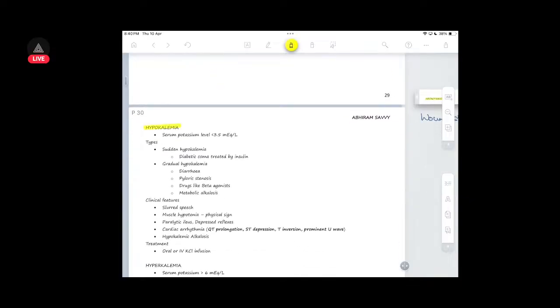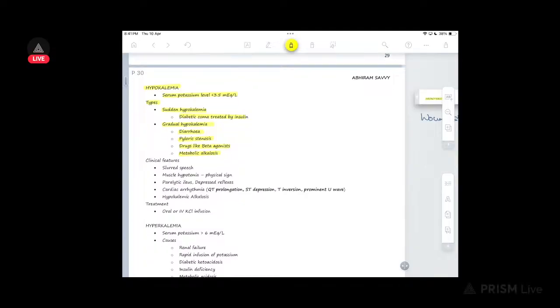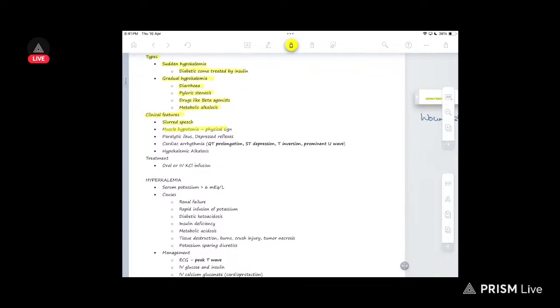Then hypokalemia, which is serum potassium less than 3.5 milliequivalents. Sudden hypokalemia: diabetic coma treated by insulin is a very important cause of sudden hypokalemia. Gradual hypokalemia is from diarrhea, pyloric stenosis, drugs like beta agonists, and metabolic alkalosis. Clinical features: slurred speech, muscle hypotonia, paralytic ileus, depressed reflexes, cardiac arrhythmia, QT prolongation, ST depression, T wave inversion, and prominent U wave.